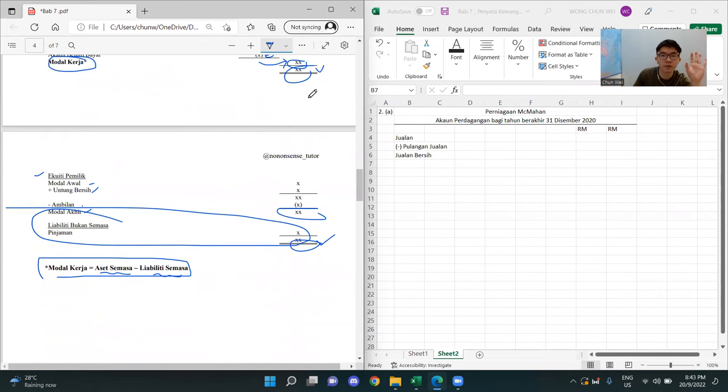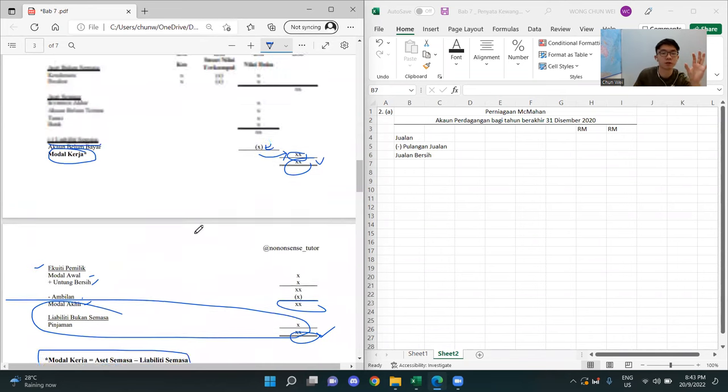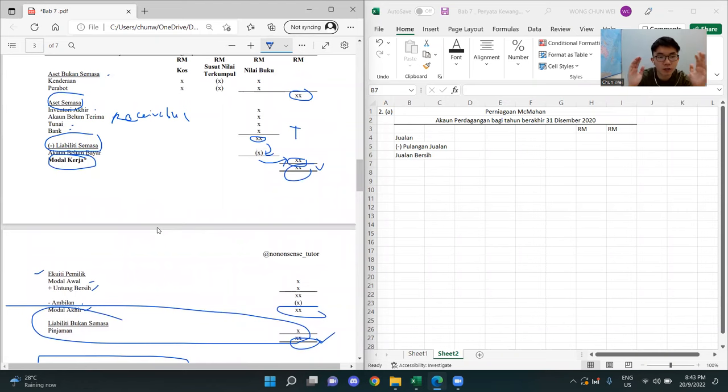Okay, are you guys clear? If yes, you give me a C in the chat box. So what I was trying to say is that what you learn now, you are going to use the same thing sampai you mati. Okay? If you are in accounting, all right? But not only in accounting, as I always say, it's not just account.